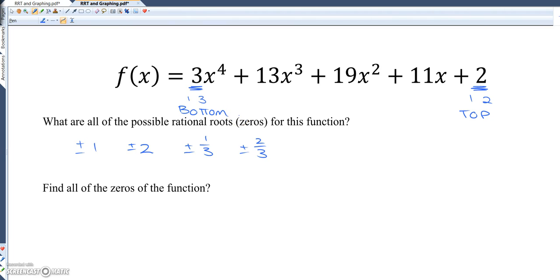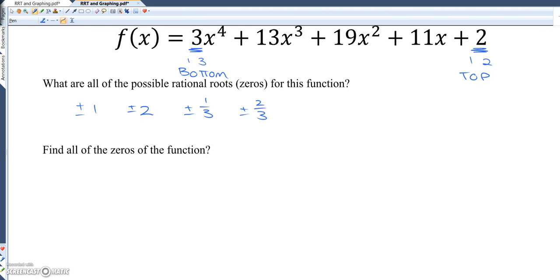So it says find all zeros of the function. I've never done a synthetic division problem with you that involved fractions. So I'm feeling like that's where I want to start this time. Find all the zeros of the function. I'm going to start feeling a little frisky again. Small and negative. Negative 1/3 is what I'm going to choose.